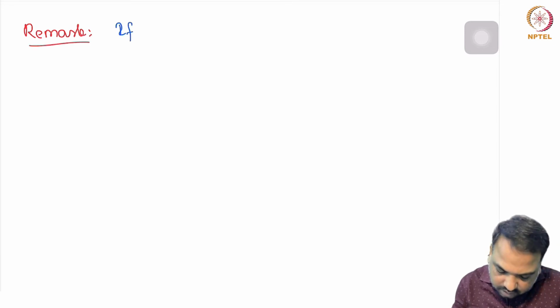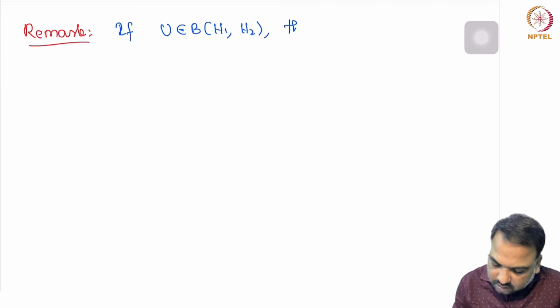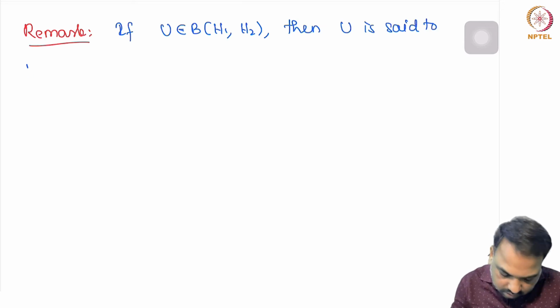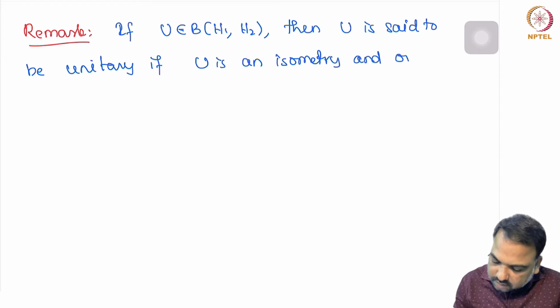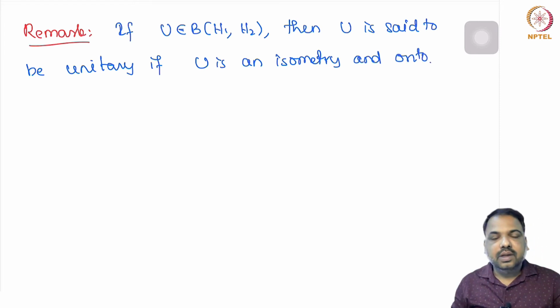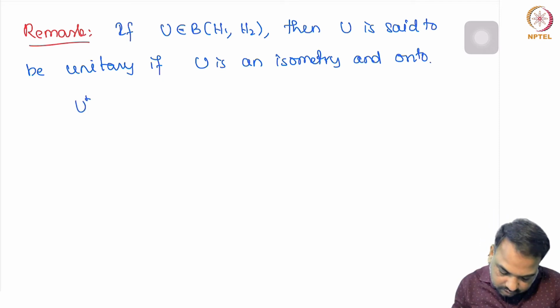If U is a bounded operator from H1 into H2, then U is said to be unitary if U is an isometry and onto. We can define unitary map between two different Hilbert spaces in this way. So in this case, U star U is identity on H1 and U U star is identity on H2.